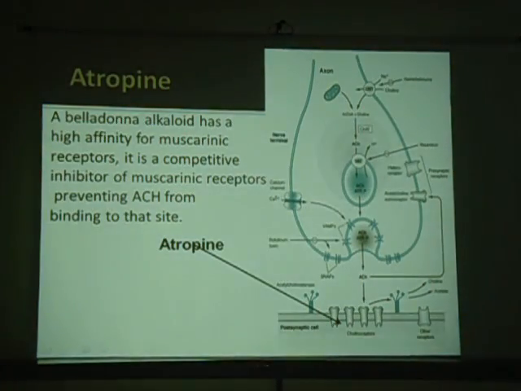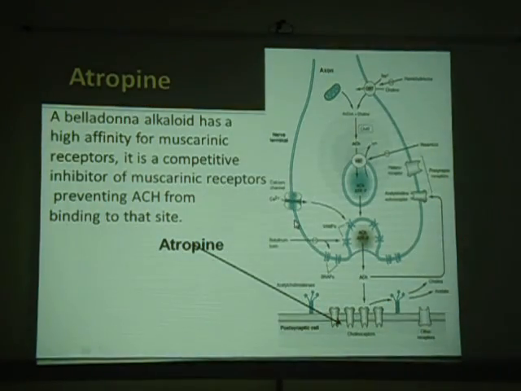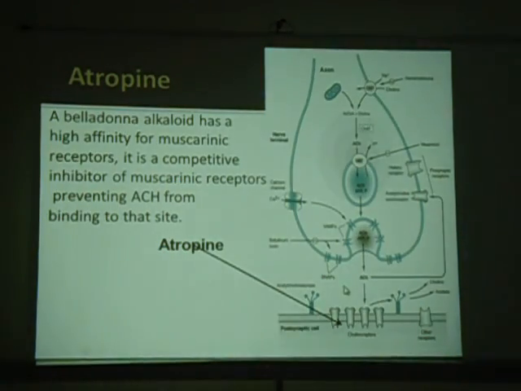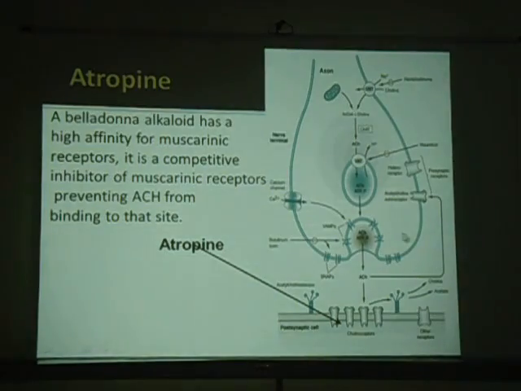So hemicholinium, vesamicol, and we also have botulinum toxin. Botulinum toxin can prevent the release of acetylcholine, and finally we have atropine, which can competitively inhibit the action of acetylcholine. Hemicholinium blocks acetylcholine formation, vesamicol blocks the vesicular incorporation of acetylcholine, and botulinum toxin prevents the release of acetylcholine.